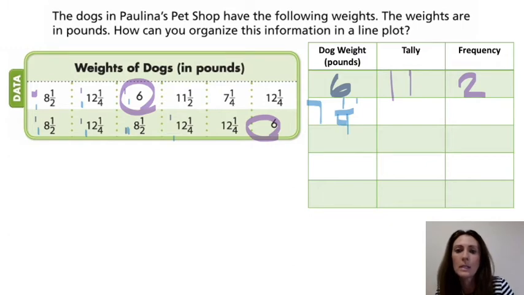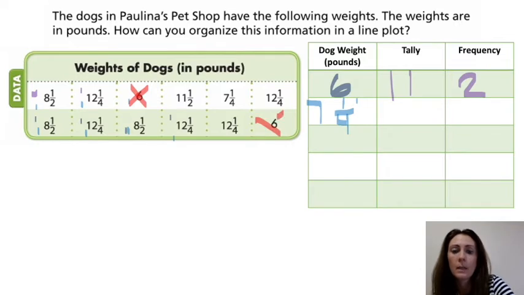So then let's do the 7 1/4. And for me, I like to cross them out so that I know that I've already come across them. So 7 1/4. How many times did 7 1/4 occur in our data? Let's see. I have 1 here, so that's 1.